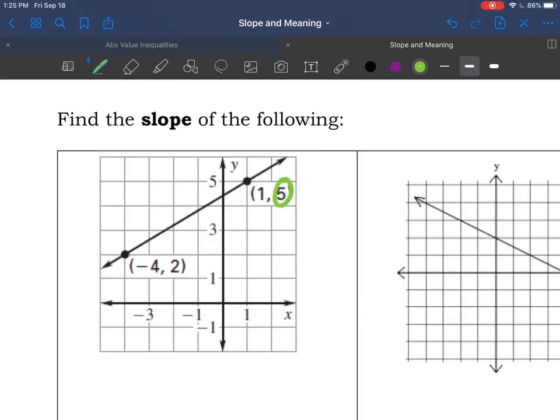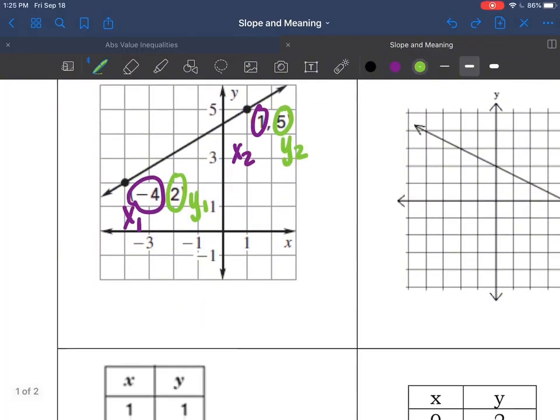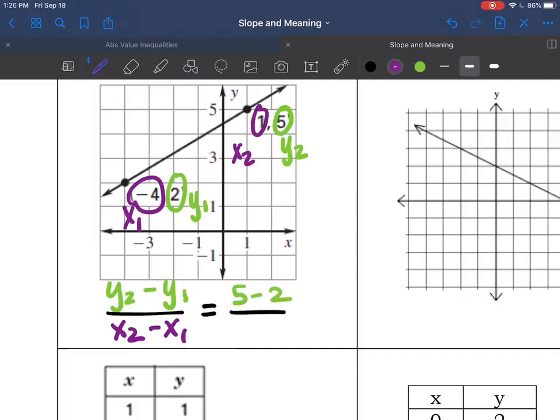And so I'm going to start by identifying y2 and y1. So I'm going to call this one y2 and this one y1. And so notice that in both of these, I used 1 and 1. You've got to be consistent. Okay, 2 and 2. And so y2 minus y1 divided by x2 minus x1 gives us 5 minus 2 over 1 minus negative 4.